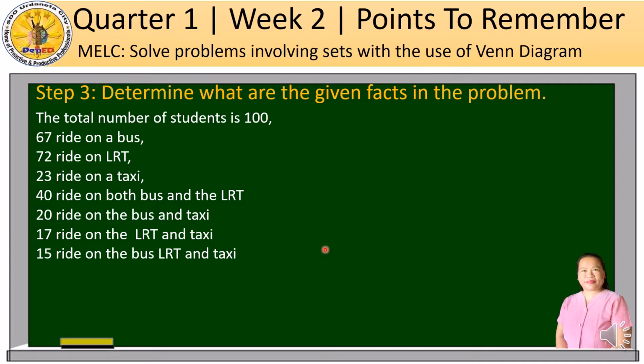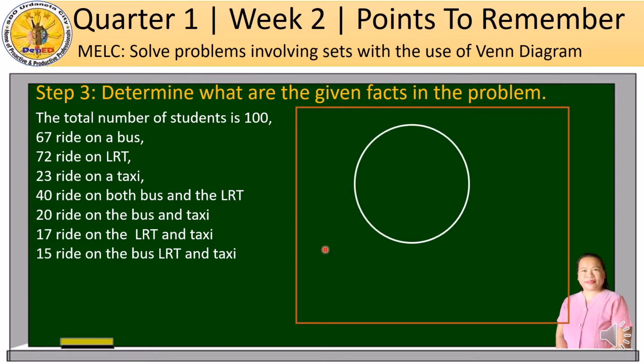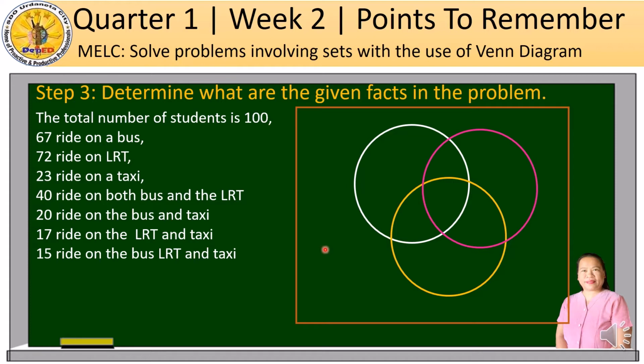So since our topic is solving problems involving Venn diagram, we're going to draw a Venn diagram. So we draw 3 intersecting circles representing the 3 modes of transportation, which are bus, LRT, and taxi. So as you can see from our Venn diagram, we have formed 7 regions. So 1, 2, 3, 4, 5, 6, and 7.